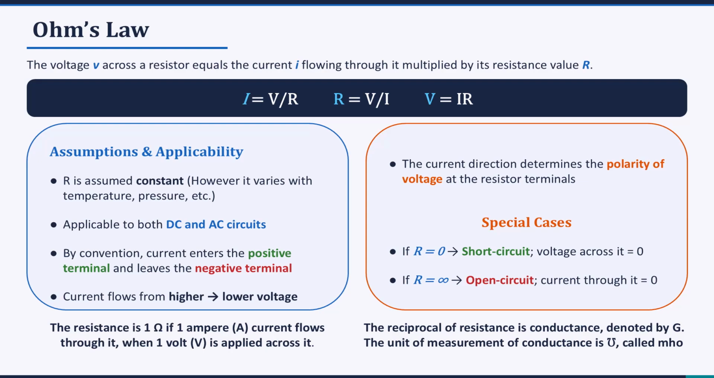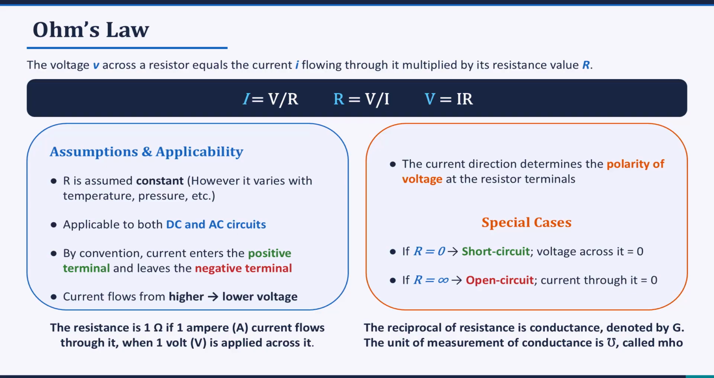Let us now look at Ohm's law mathematically. The statement is beautifully simple. The voltage V across a resistor equals the current I flowing through it multiplied by its resistance R. So we write V equals I times R. And on the slide, you can see the three equivalent forms: V equals I times R to find voltage, I equals V divided by R to find current, and R equals V divided by I to find resistance. You will use all three in your numerical problems. Memorize them, but more importantly, understand what each one is saying.